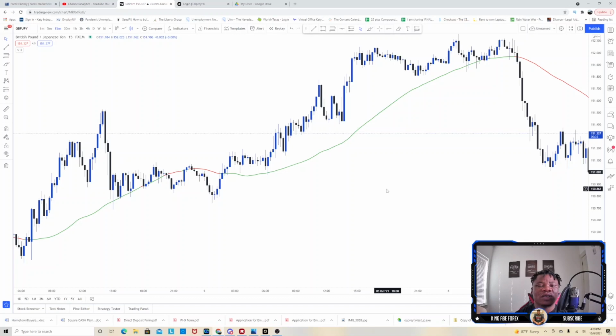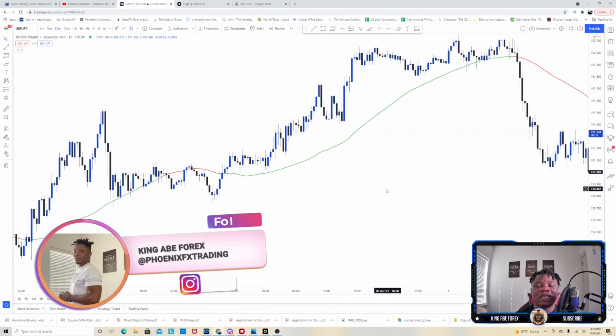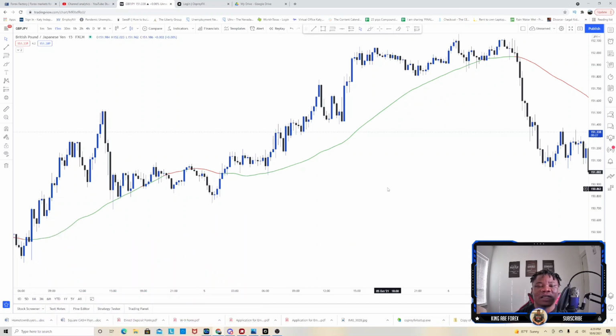Now, for this strategy, we're going to be looking at the 15-minute time frame, and we're going to be using GBP JPY. That's the pair we're going to be looking at for this strategy.